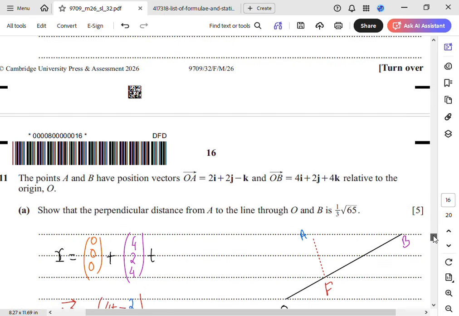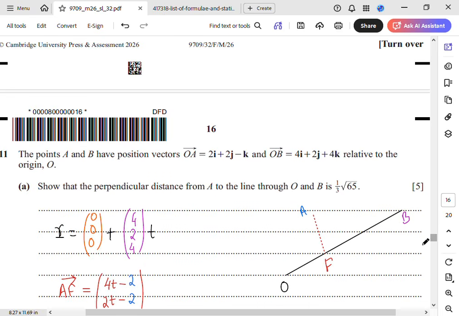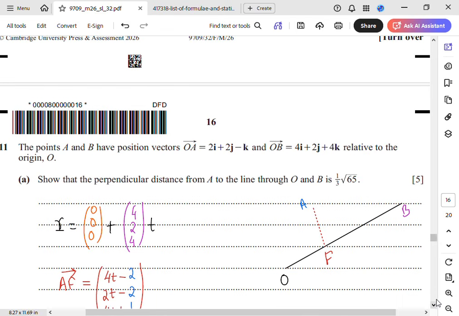So let's draw a diagram. So you have O and B, right? That's a straight line, and you have another point A. It says the perpendicular distance from A through to the line through O and B. So we've got to find this length, this dashed length. So this point, F, is the foot of the perpendicular on the line OB, right? From OA to OB. So what I need to do is, if I could find the coordinate of F, then I could just find the length using the distance formula, right?